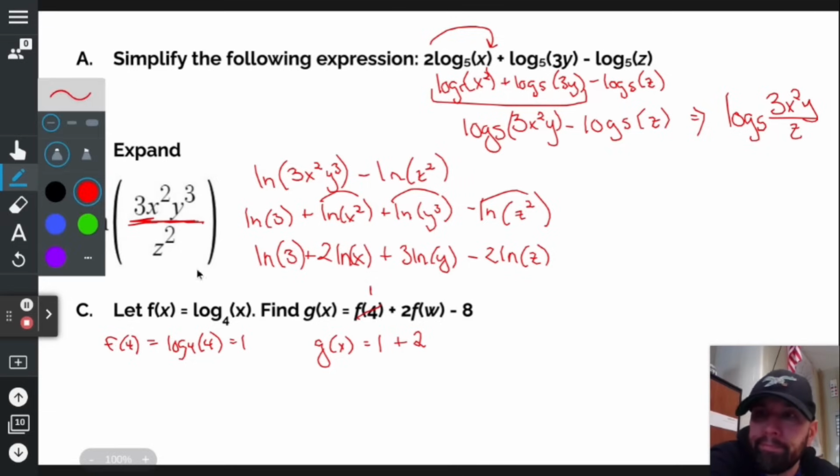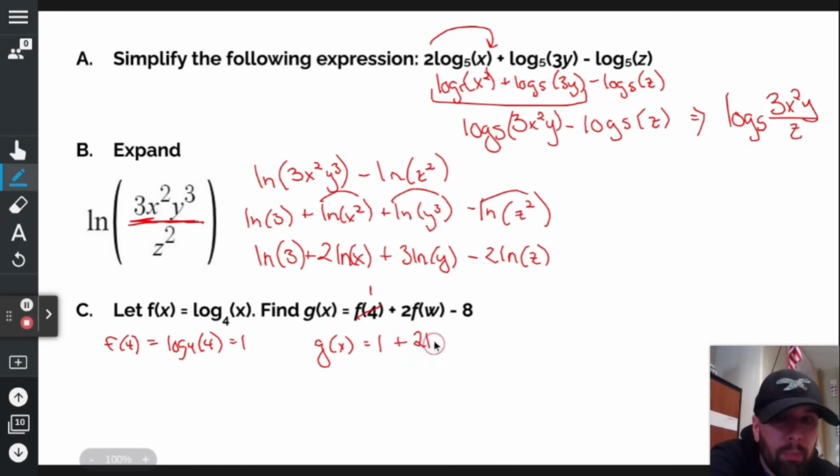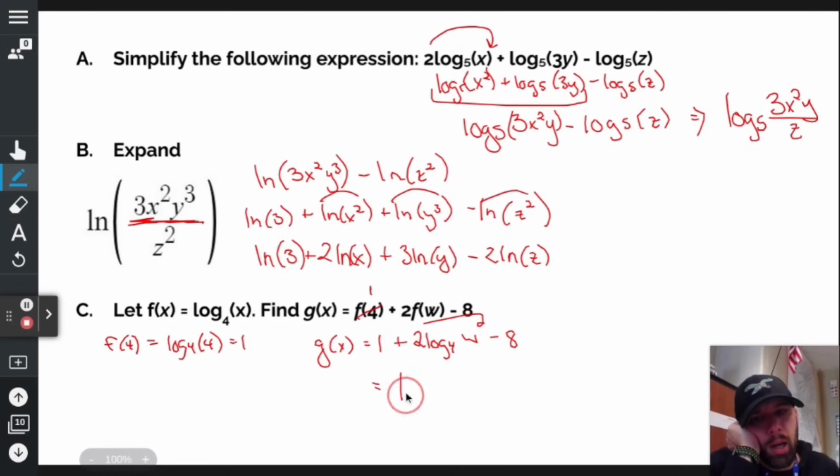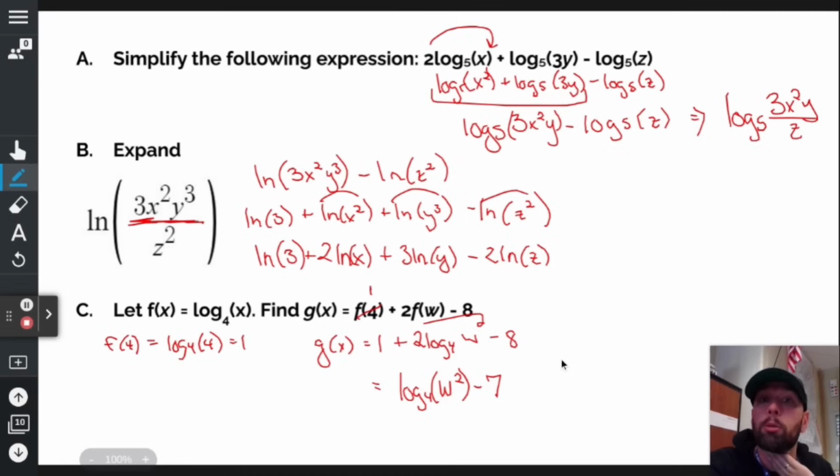Minus 8, which simplifies to log base 4 of w squared minus 7. Let's wrap that in parentheses so I know that the minus 7 is not a part of the log base 4. What a weird problem I made up.